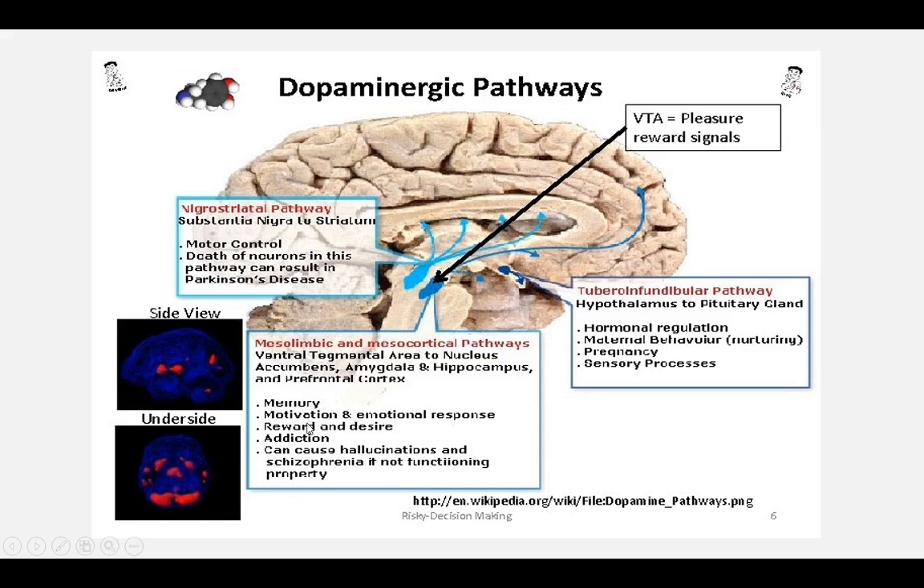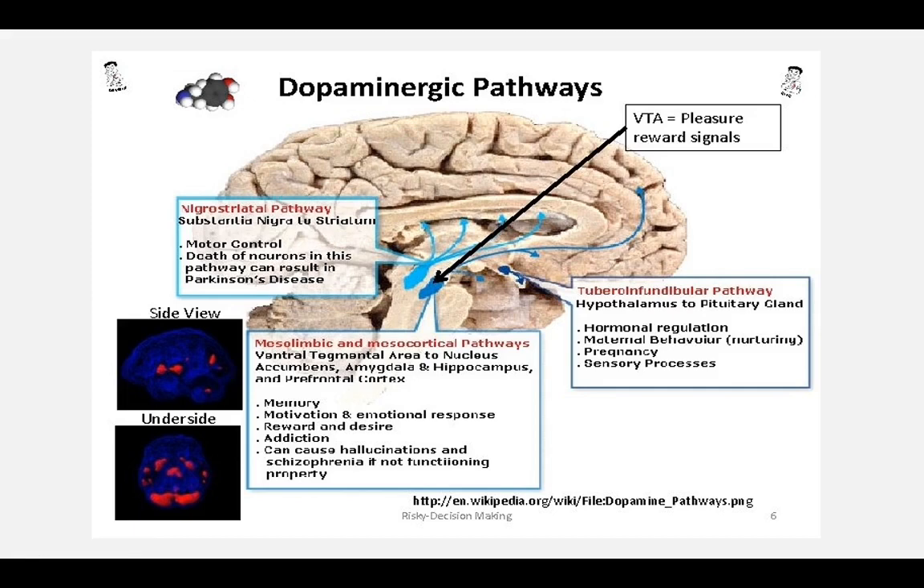Now, this pathway starts from where? From the VTA to the nucleus accumbens, and then it goes to the amygdala, hippocampus, and prefrontal cortex. That's why you will understand a lot of emotions, a lot of feelings, and consolidation of memory takes place in the limbic system, right? It is more of the reward pathway, because pleasure reward signals are here. It is a seat in the VTA.